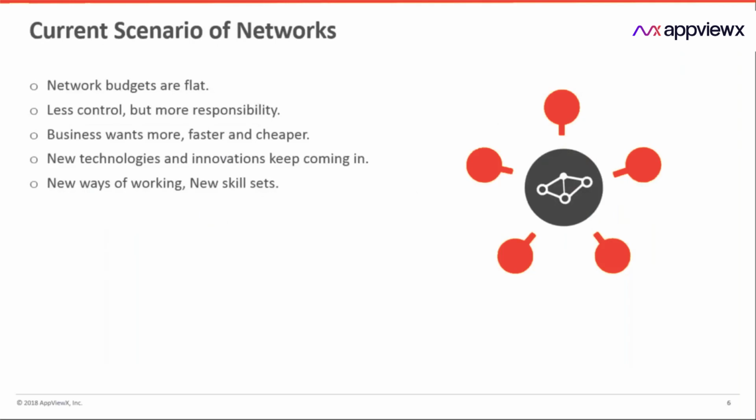in terms of the application automation orchestration piece. The current scenario of networks, network budgets are flat. There's less control, but perhaps more responsibility involved. And business wants more, faster, and cheaper, right? And there is OpEx involved as part of the entire process.